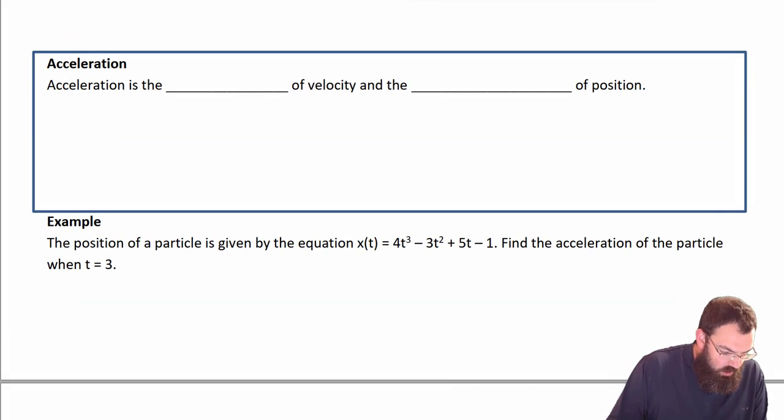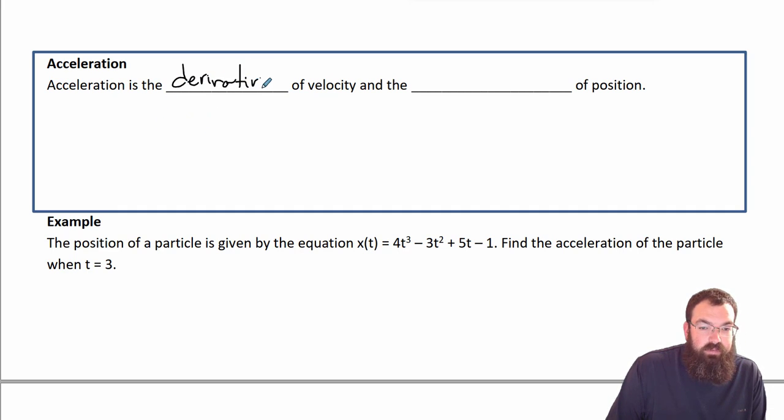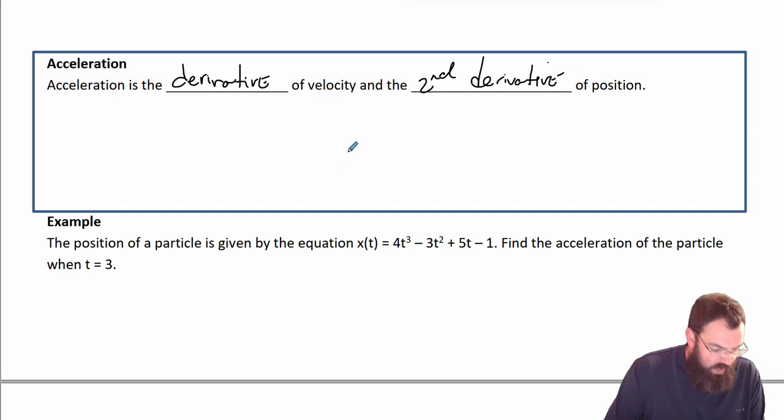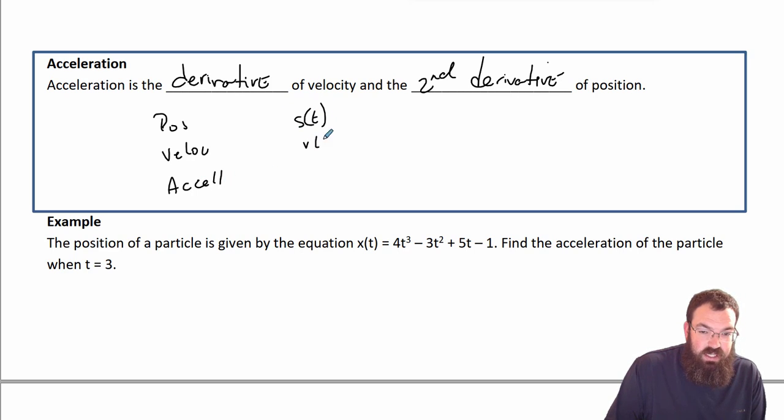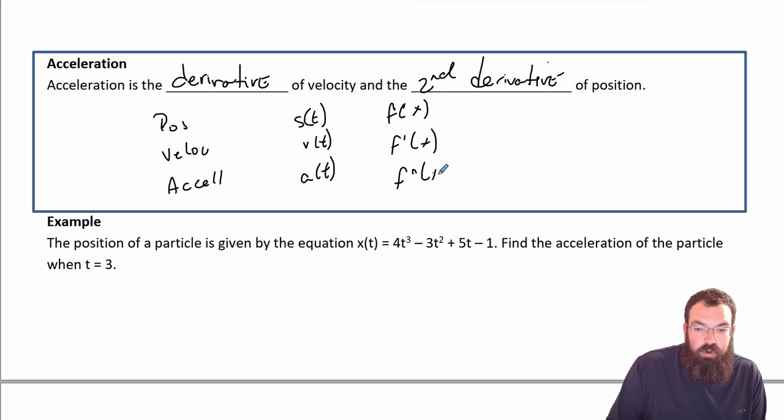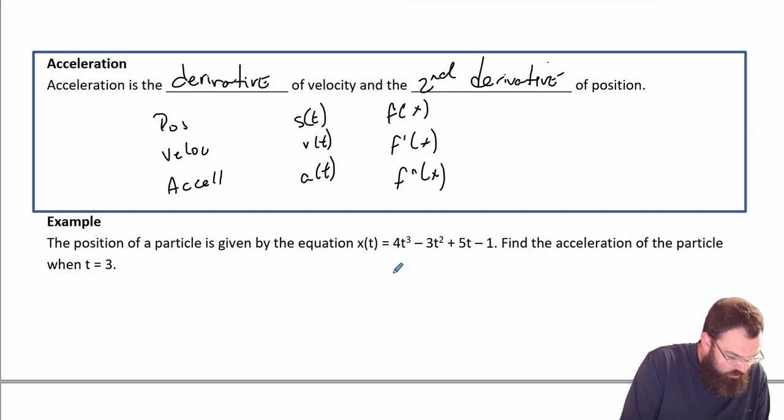Acceleration is the derivative of velocity and the second derivative of position. We already know that from last year probably. So it goes position, velocity, and then acceleration. Remember, this is s of t, v of t, and then a of t. This is basically your original function f of x, and then f prime, and then f double prime. Okay, should be pretty easy there.